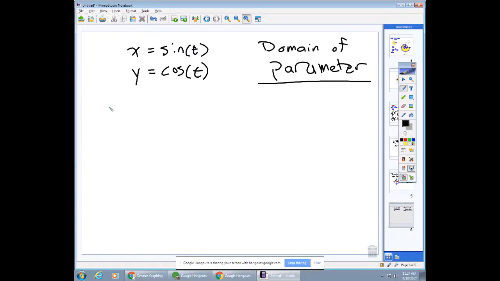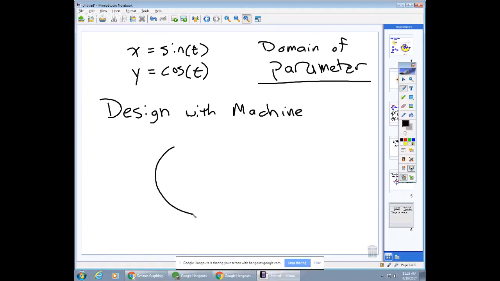For example, one is in the physical design of things, with, say, machinery. If I want a machine to trace out some pattern, how do I tell the machine to trace out that pattern? Well, one way to do it is to give it a pair of parametric equations. As time goes by, x does this and y does that. And so the computer can learn to trace a curve through space using parametric equations.